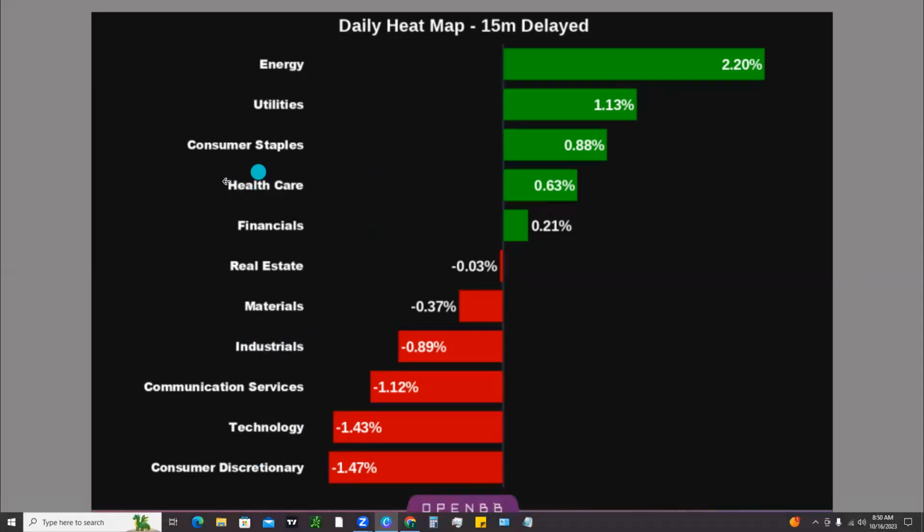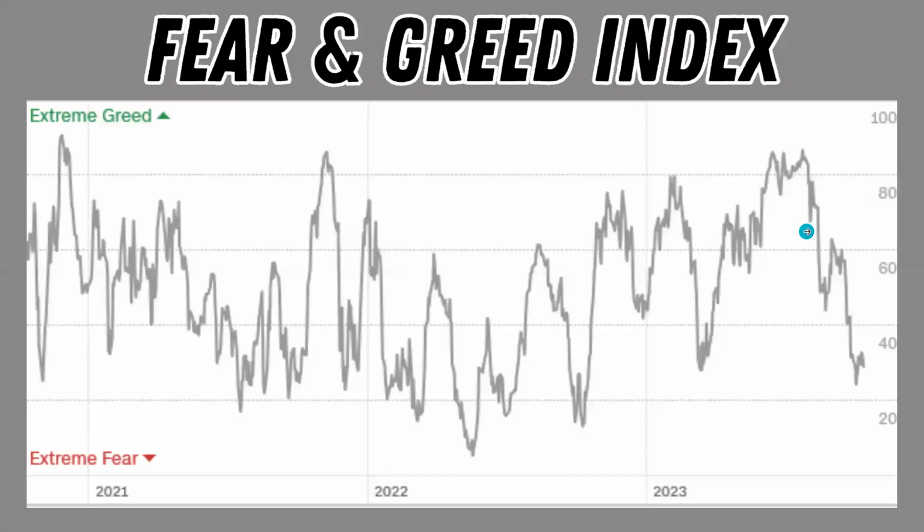Healthcare is a big weighting in the market, so that did help it out. But it's not a good look when you have energy, utilities, staples, healthcare all leading the charge on Friday. That basically tells you that the market is very defensive. Those are more defensive sectors and risk-off sectors.